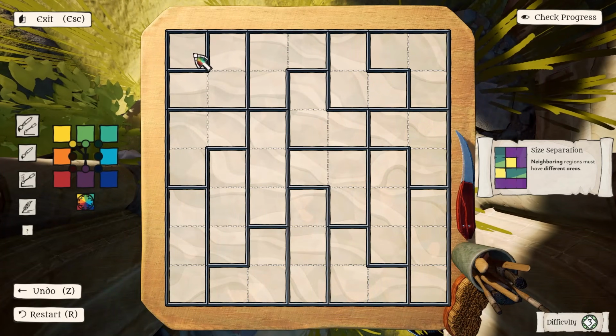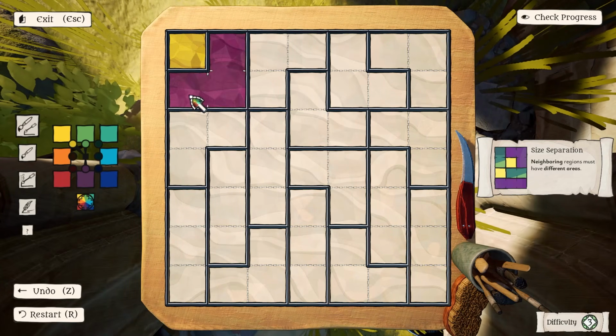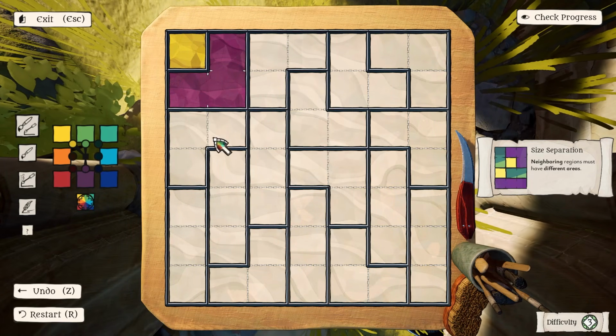Size separation. Neighbouring regions with different areas. So this can't be a 2 and a 1 because there would be a 1. It has to be a 3. So this can't be a 3, it has to be a 2 and a 1. So there's going to be some way that works. Okay, same here.